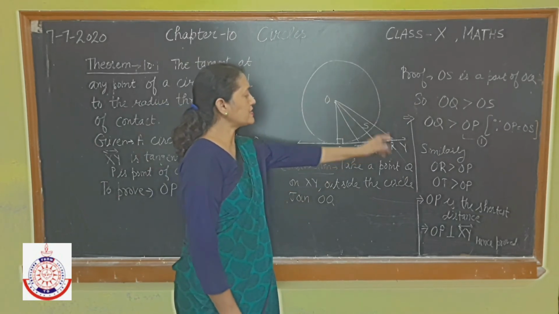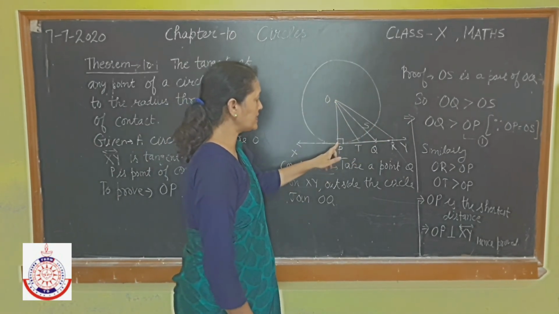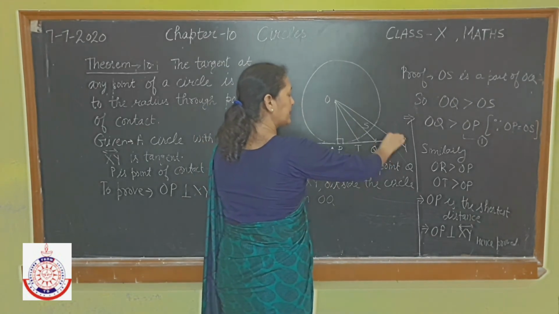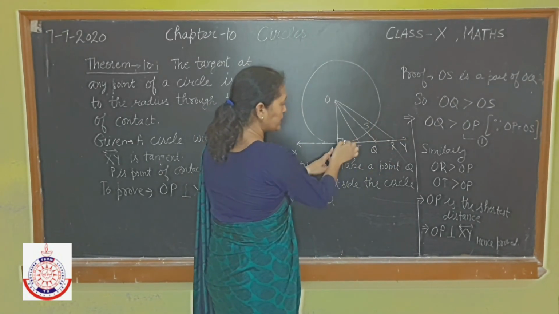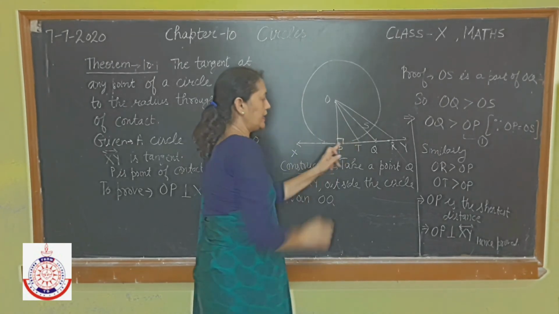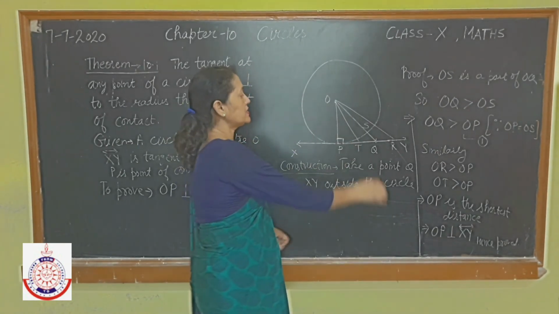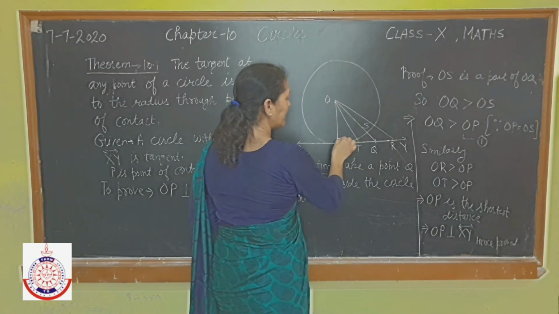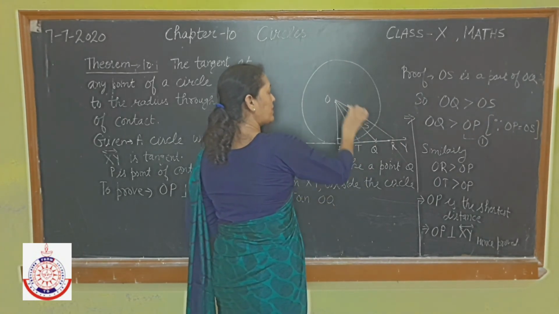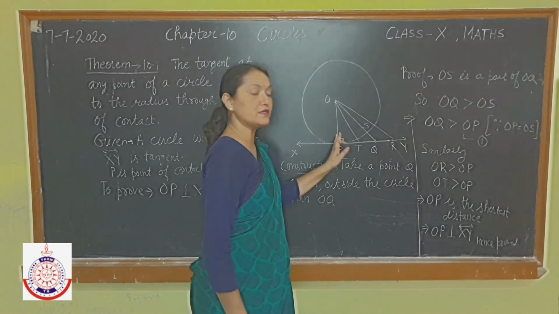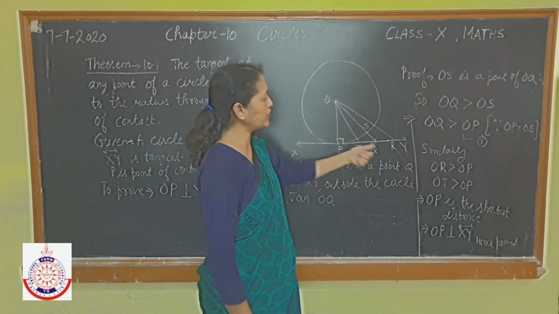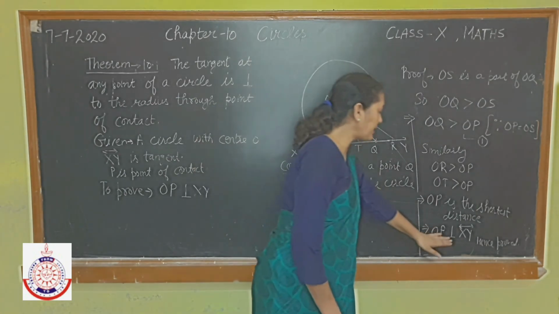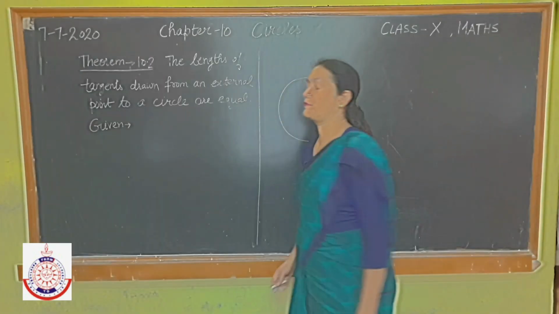Since all the lines are greater than this radius, or you can say it like this also: this is the longest line. So the angle opposite to it would be 90, and the sum of the other two angles will be 90. Means in all the cases this angle will be greater than the sum of the other two angles, and the sum of three angles is 180. In this way also you can do. So OP is perpendicular to the tangent.